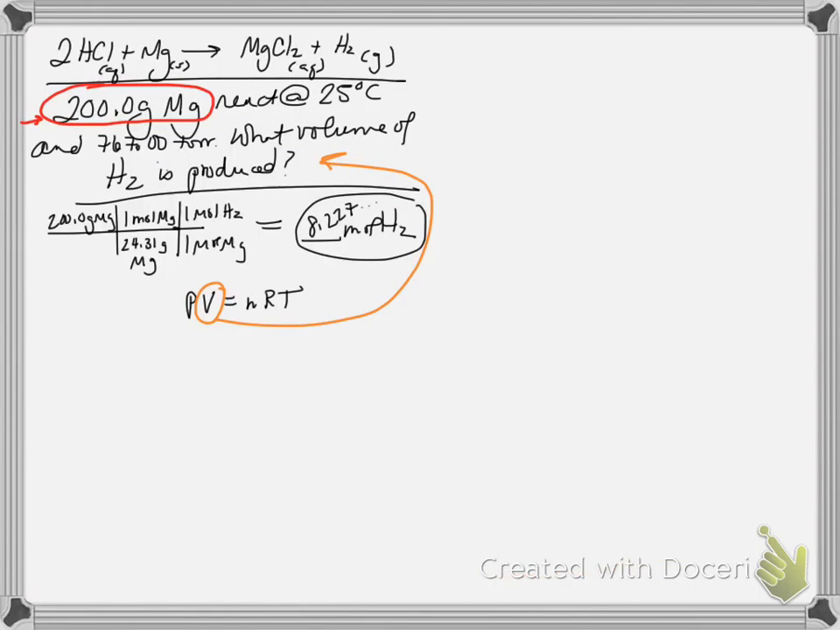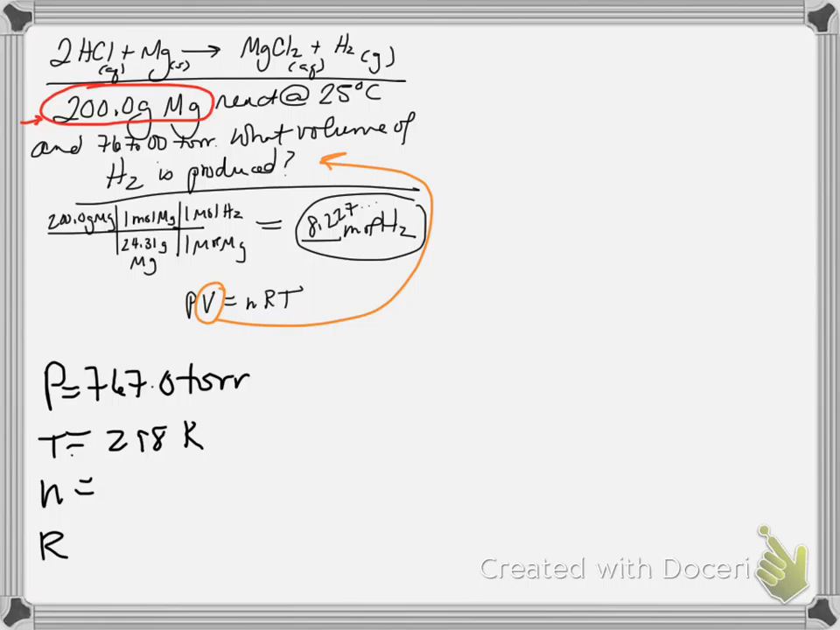We can. Okay, so we're taking the ideal gas law. We have our pressure and our temperature conditions. We now have number of moles. Pressure was 767.0 torr. Temperature was 25, which is 298 Kelvin. Number of moles, 8.227, on and on and on, moles.